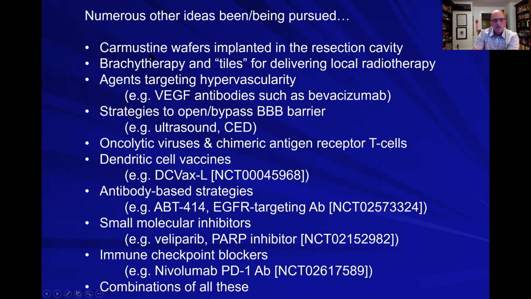This is about my last slide. There are numerous other ideas out there that have been studied for years. They're still being studied, and you can see the variety, incredibly diverse areas of study in how to treat these tumors. If you're looking for an area of research to get into, you could just stand back and throw a dart at this slide. And I promise you, no matter where it lands, you'll find a very exciting area of study to get into.